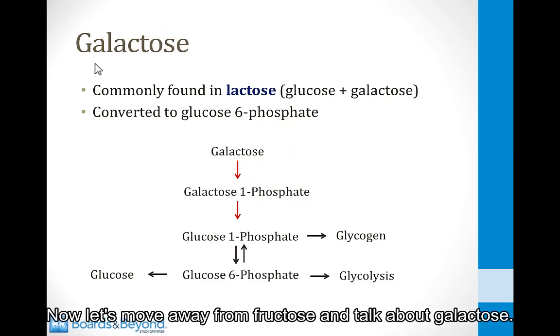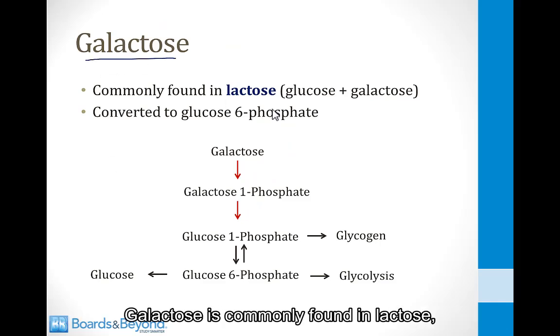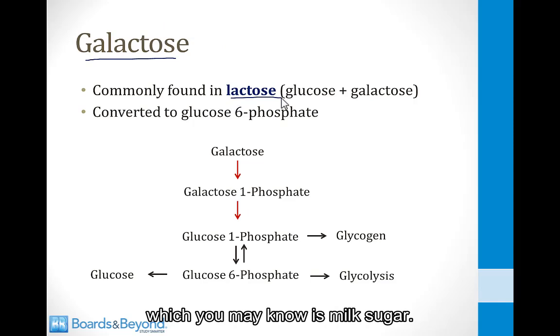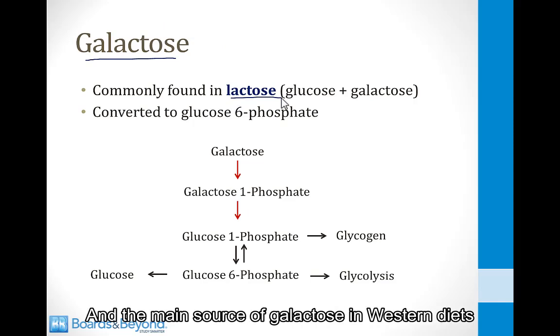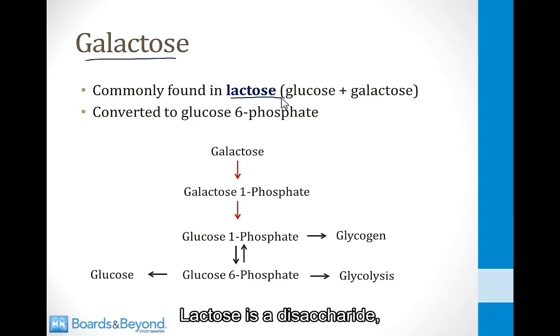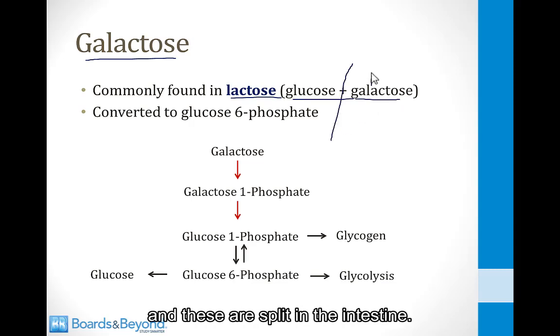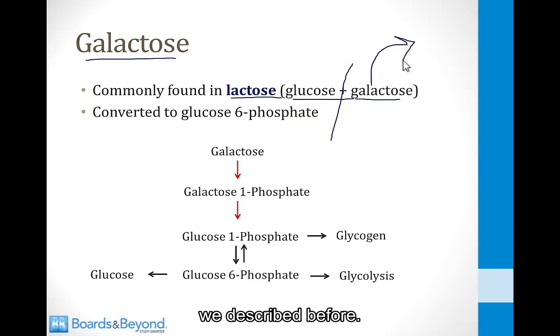Now let's move away from fructose and talk about galactose. Galactose is commonly found in lactose, which you may know is milk sugar, and the main source of galactose in Western diets is milk and milk products. Lactose is a disaccharide. It's a molecule of glucose linked to a molecule of galactose, and these are split in the intestine, and the galactose is absorbed in the manner we described before.